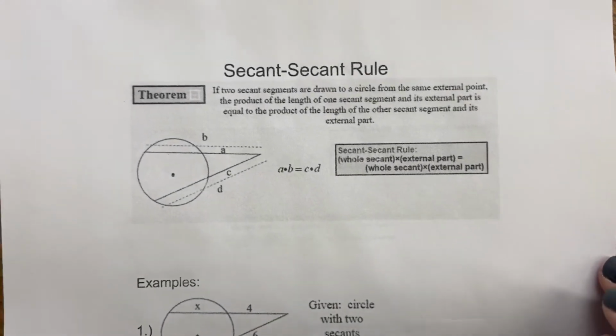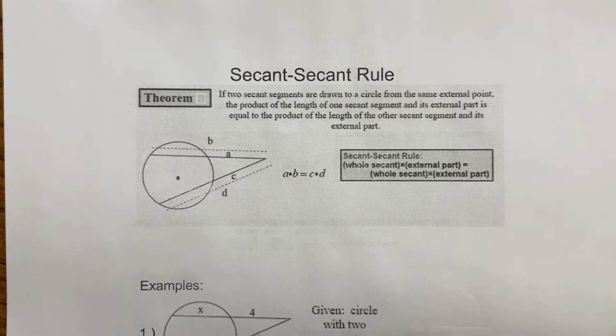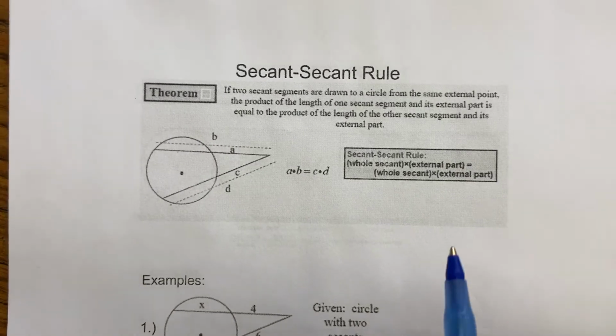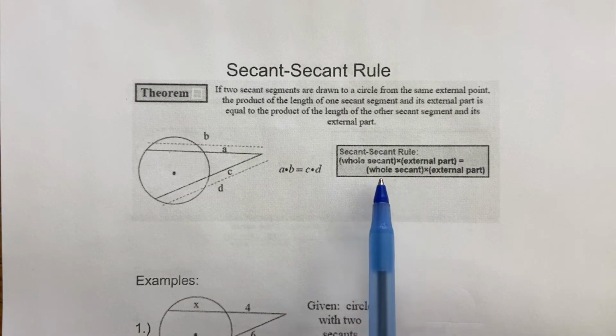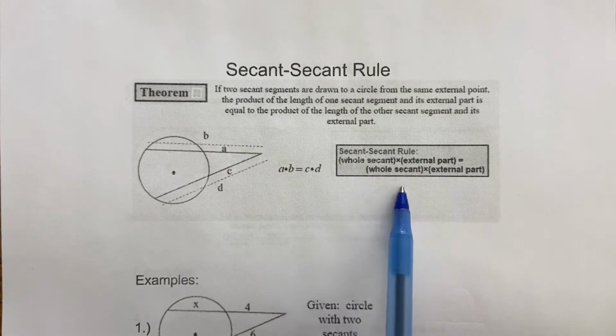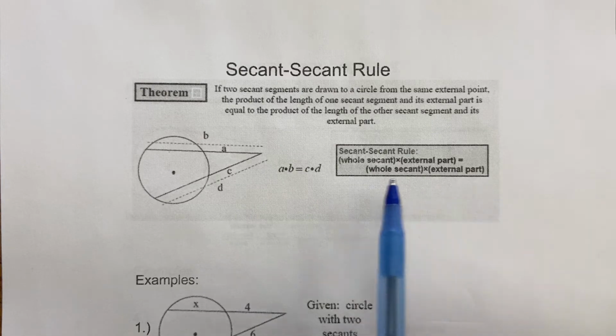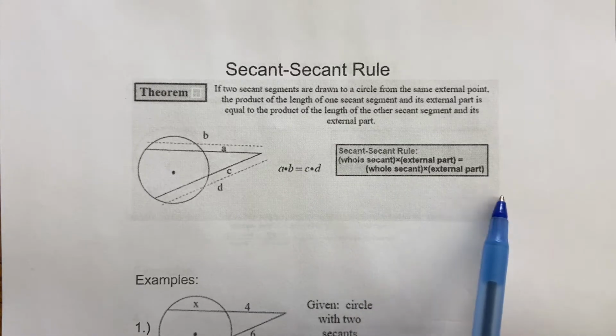Okay, so let's get to the rules. So the first rule is secant-secant. This is how I always remembered it. It's kind of corny. I think French: oui, whole times exterior, whole times exterior. So whole times exterior will equal whole times exterior.